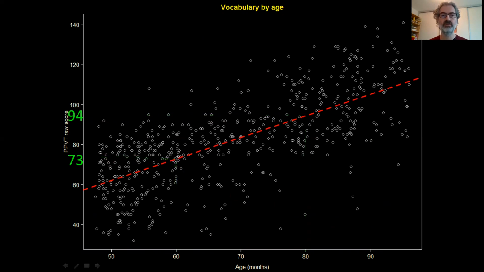And of course, we will not be predicting perfectly because there are large ranges of performance associated with each age. So children of the same age can differ a lot in their vocabulary. But we are predicting a good deal of the total variability in vocabulary by taking age into account. This is how we can evaluate the success of our regression model.